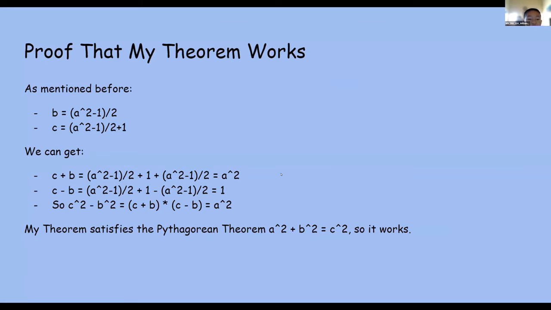Now let me show you the actual proof that my theorem works. As mentioned before, b equals (a squared minus 1) divided by 2, and c is just one more than that. So we can get c plus b equals a squared through calculation, and c is one more than b. Using the difference of squares theorem I explained earlier, c squared minus b squared equals (c plus b) times (c minus b). And since c minus b is 1 and c plus b is a squared, then a squared times 1 is just a squared. So c squared minus b squared equals a squared. Therefore, my theorem satisfies the Pythagorean theorem, a squared plus b squared equals c squared, and works.